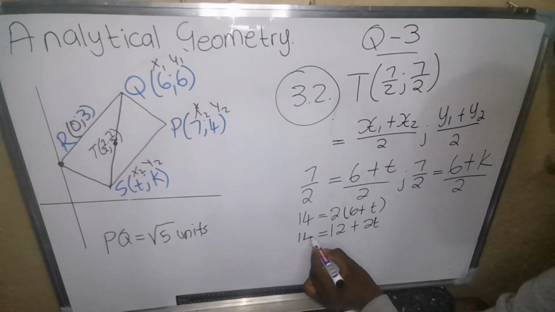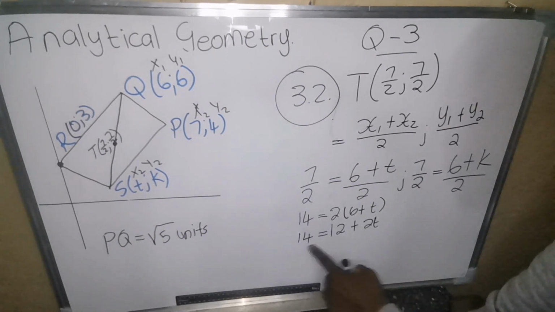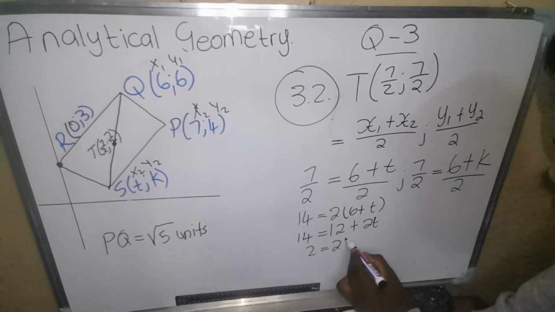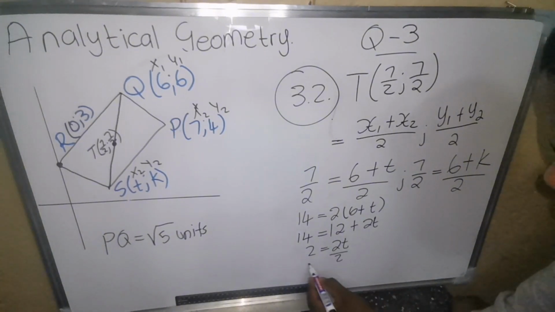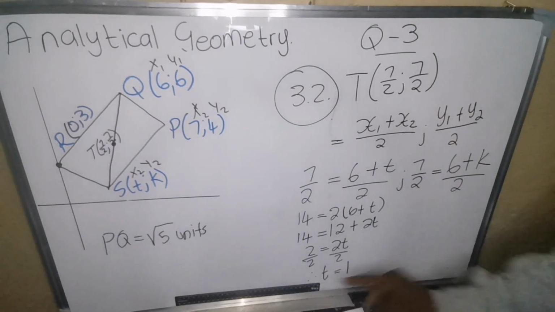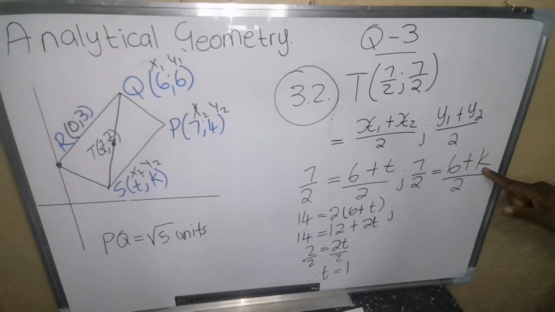Equal to 14. Therefore, transpose this 12 to the left. 14 minus 12 is 2, equal to 2t. Therefore, divide both sides by 2. Therefore, t is equal to 1. 2 divided by 2 is 1. And we are done with this side, and you come to this side there, k.